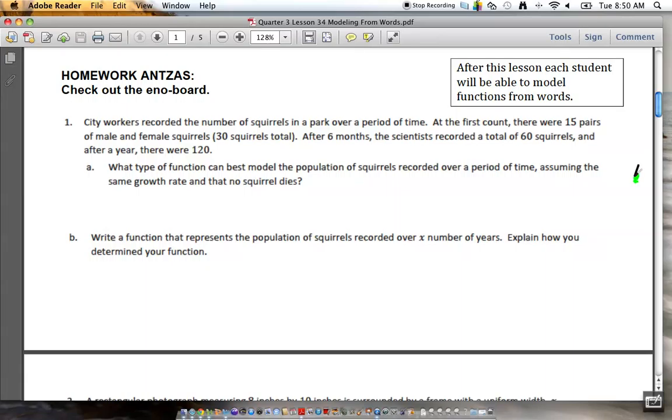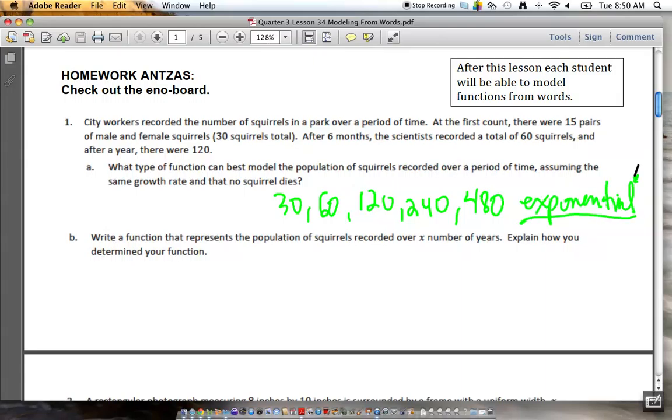Okay. What type of function can model it? Well, look, the first thing is there's 30 squirrels total. Then there's 60. Then there's what? 120. Now, is that a common difference? No. Does that look like it's going to be quadratic? No. Highly unlikely. On the other hand, is there a common ratio? Yes. What comes next? 240. What am I multiplying by to go from place to place? By 2. So what's next? 480. Good. And this is a classic exponential function.